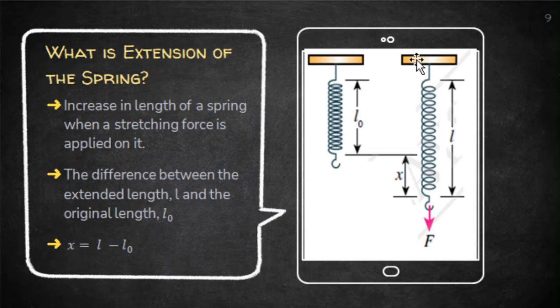So first, what is extension of the spring X? We have a diagram here. This is the original length of the spring without the force, and when there is a force applied, the spring will extend to a certain length. So this is the original length of the spring and this is the new length of the spring when force is applied, and X is the extension, meaning here X equal to L, which is the length of the spring when the spring is given a force, minus the original length of the spring. So that is X.